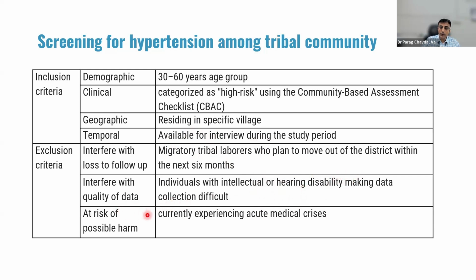You might also exclude people who are at risk of possible harm, right? So people who are currently experiencing some kind of medical crisis. Rather than expecting them to participate in your research, you would probably allow them to seek acute medical care, right? So that's the reason why you might exclude them. So that's some clarity about how we describe our study population.